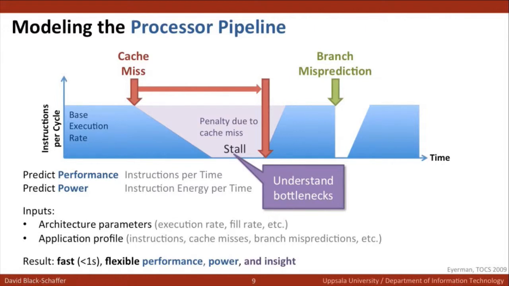Now, let's take a look in the next two parts at where we get this cache miss idea from and how we figure out if we're going to have a branch misprediction.